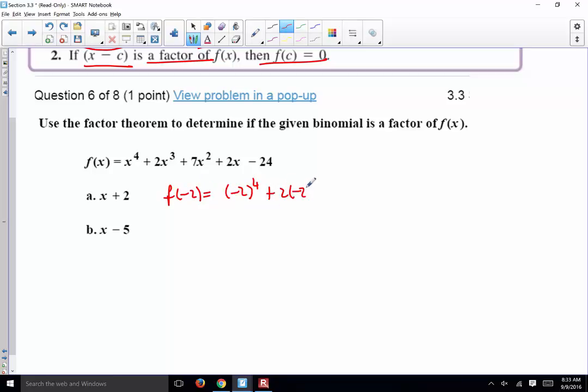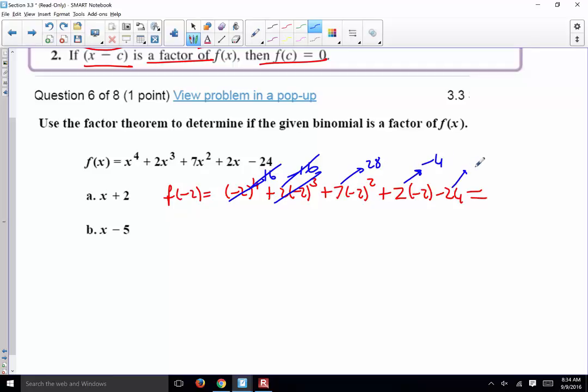Have you tested though? Maybe not, because I don't know yet. What is this total number? All right, this thing is 16. This thing is minus 16, so they cancel. This thing is 28. This is minus 4, minus 24. 28 minus 4 minus 24, perfect, 0. Got it? So this thing is yes.